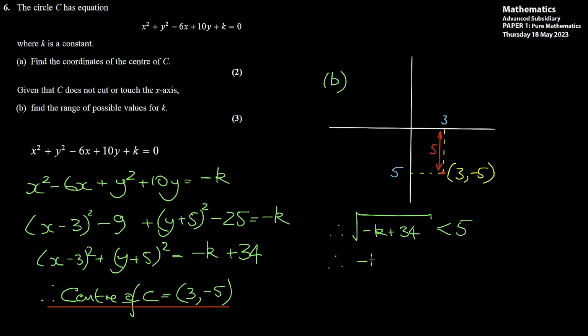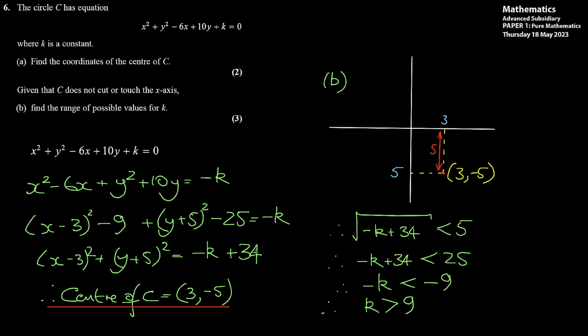So we get negative k plus 34 is less than 25. So therefore negative k is less than negative 9. We multiply through by negative 1. Remember, we've got to change the direction of the inequality sign. So therefore I can say that k is greater than 9.